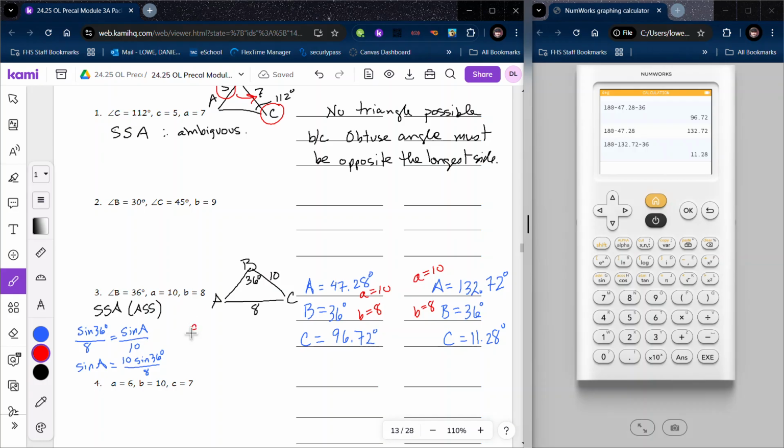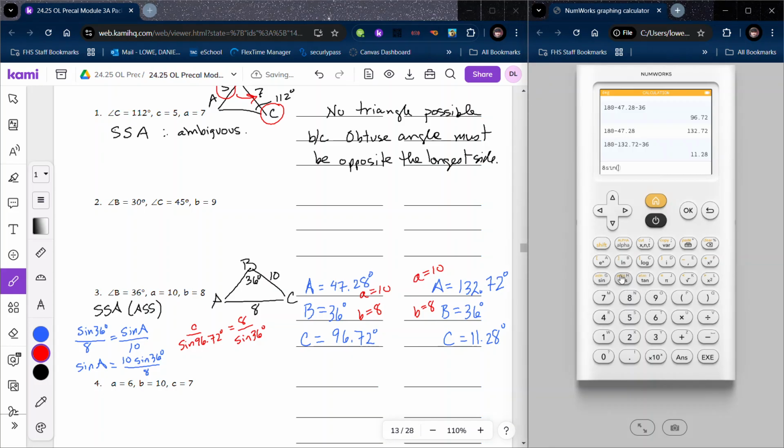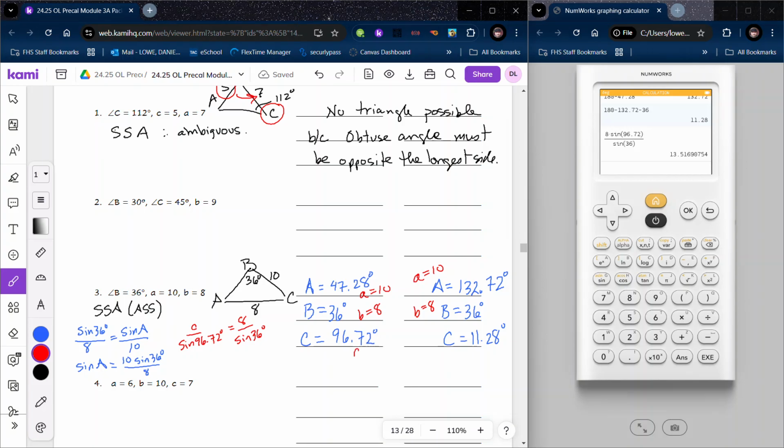So I know that the side length of C over the sine of 96.72 degrees must be equal to the side length of 8 over the sine of 36 degrees. And so if I have 8 times the sine of 96.72 all divided by the sine of 36, that gives me 13.52. So side C would be 13.52 in length. And I'll call that C1.